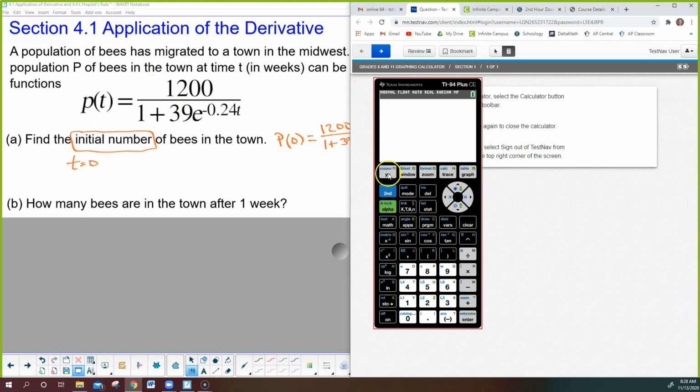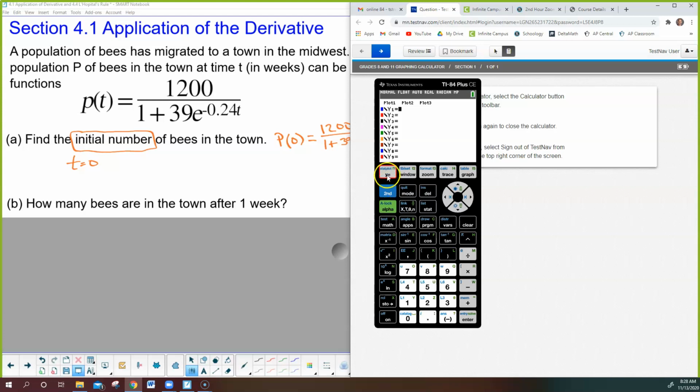I want to show you one little trick with problems like this. I'm going to have to do when t is equal to 0, and then for part B, I'm going to have to figure it out when t is equal to 1. So is there a better way to do this? If you have your graphing calculator right now, go ahead and hit y equals. And we want to type this function into the calculator.